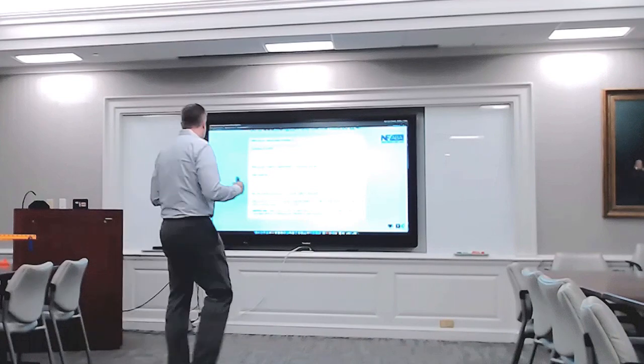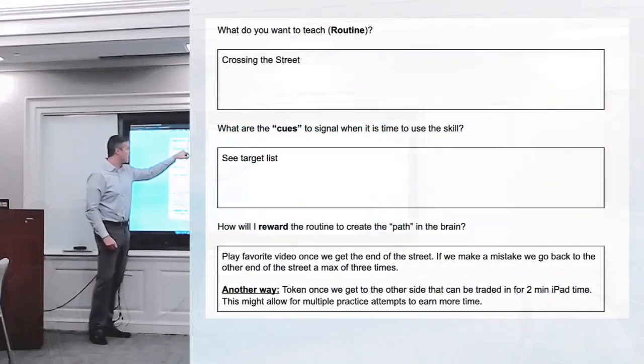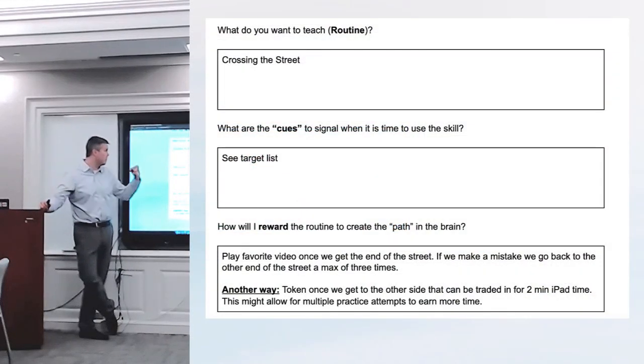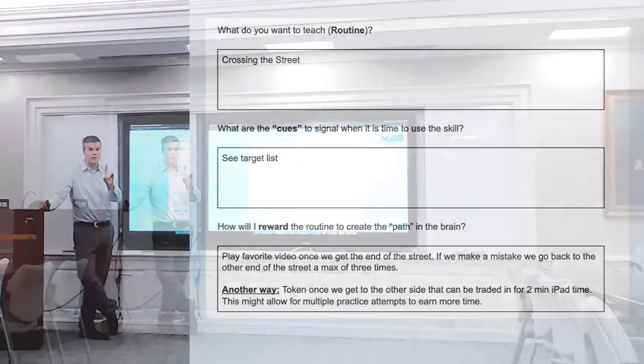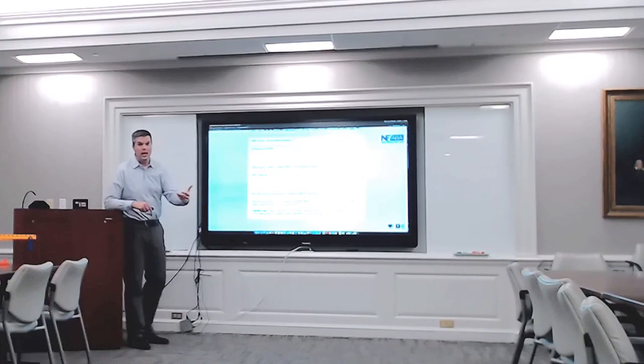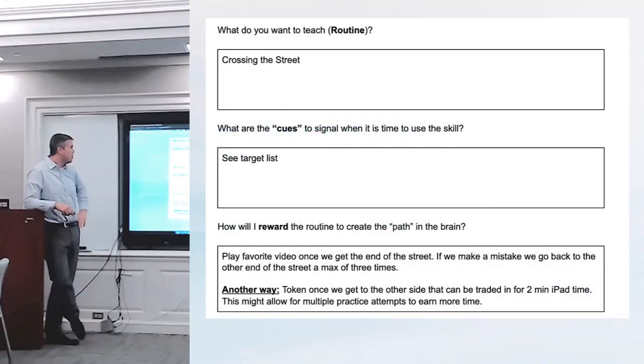And so I just broke down a couple of common things that you might work on. So what am I going to teach? That's the first thing I start with. In this case, it's going to be crossing the street. Now the little piece I added on here, and I think this is getting into something that you might want a little bit of help with from the clinician, but I still think that a parent can do this: what are the cues or the signals I'm going to use? This says see target list. Okay, flip to the back, and you're going to see this.